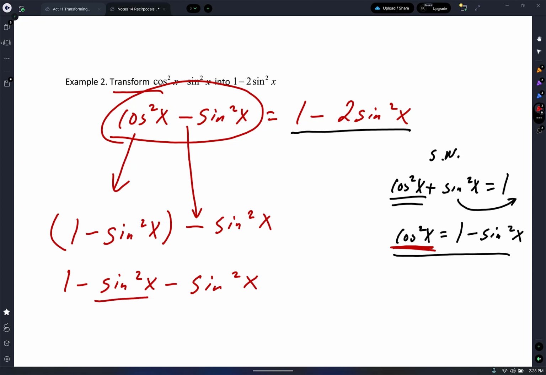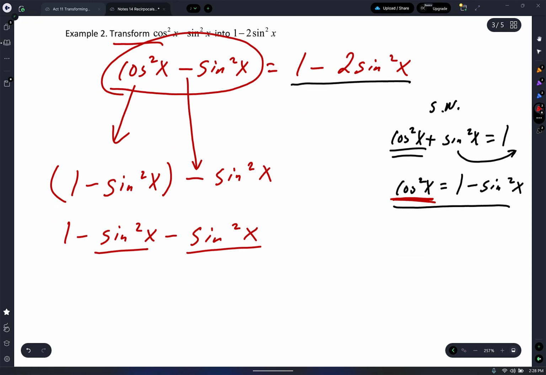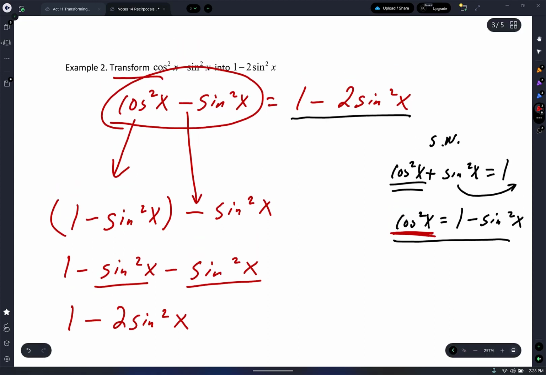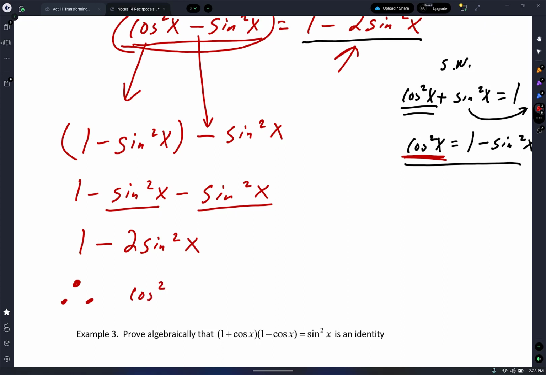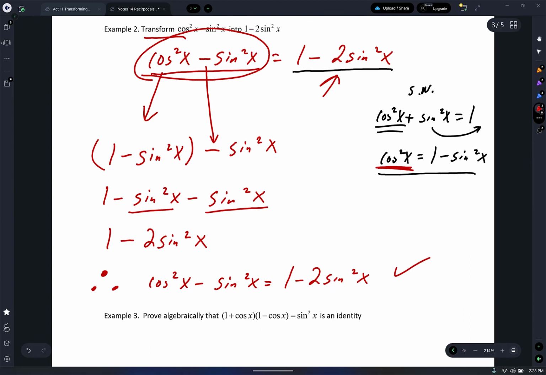And then look, I have 2 sine squares. Do you see how you have 2 of them? Because I have 2 of them, I can rewrite this as 1 minus 2 sine squared x. Did I prove that the left does in fact equal the right? Cosine squared minus sine squared equals 1 minus 2 sine squared. Yeah, so you write 3 little dots in the shape of a triangle. That means therefore, cosine squared x minus sine squared x does in fact equal 1 minus 2 sine squared x. Done. And there it is. You just proved that in fact it really is that.